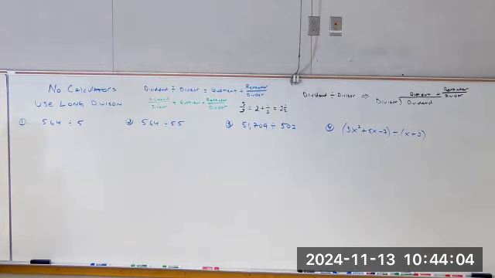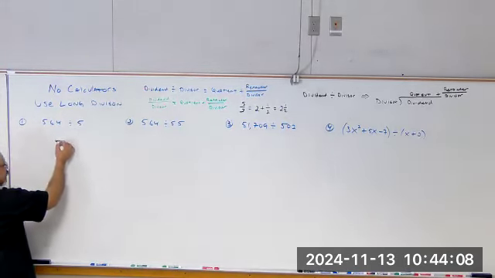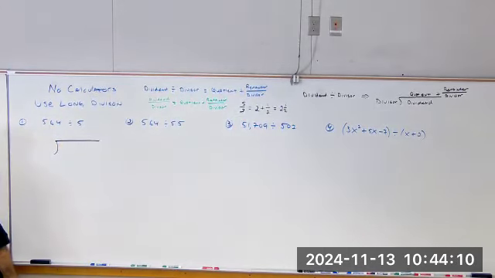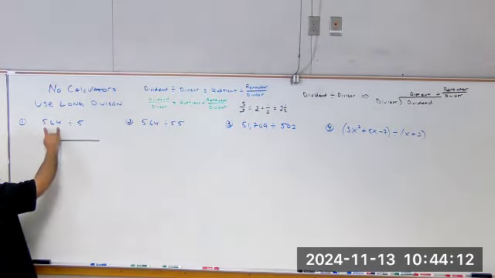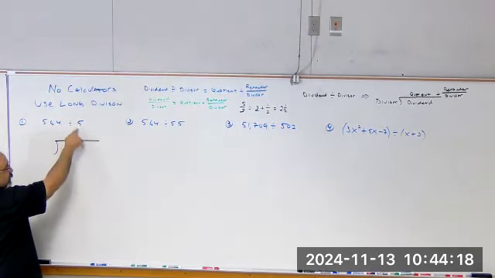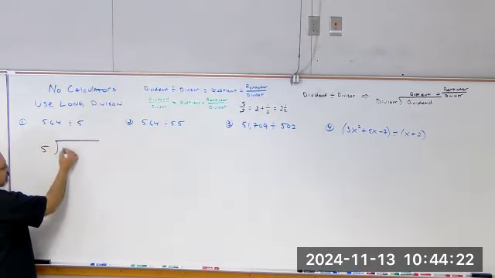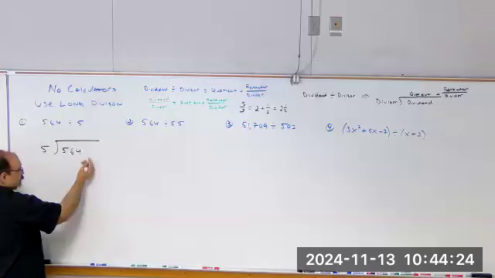Okay. 564 divided by 5. So we're dividing by 5. 5 is the divisor. We want to know how many times can 5 go into 564.